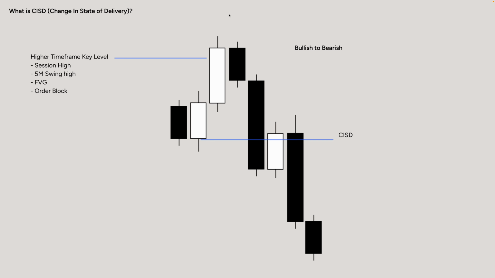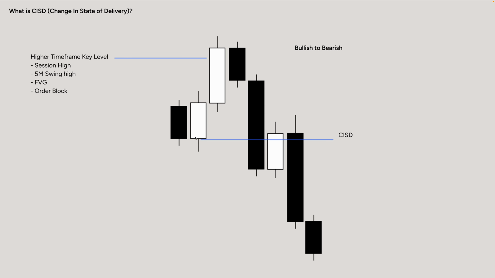If it's more than one candle, it's very important that the candles that push into the higher time frame key level, so the leg that pushes into the higher time frame key level, are of the same color. So in this case, my bullish candles are white and my bearish candles are black. This is very important. So in this case, we have two bullish candles that push into this higher time frame key level. Because we have two consecutive bullish candles, we go back to the first candle.